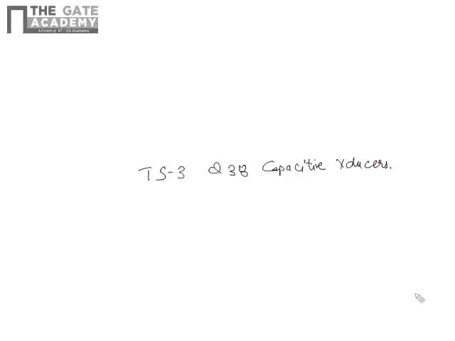If a metallic plate P of area A and of negligible thickness is introduced in the capacitor at a distance of T by 2 from either of the two plates as shown in the given figure, then the capacity of the capacitor will become. So figure, I will just draw it here.